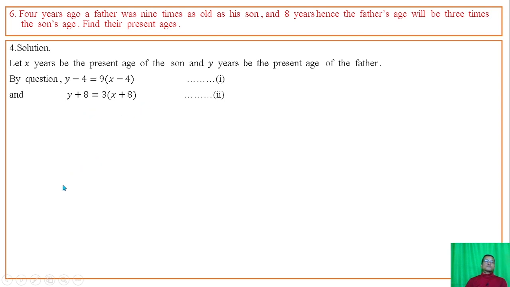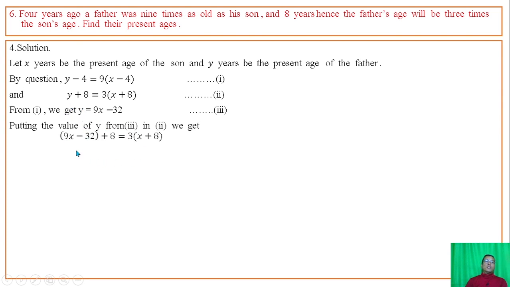Equation 2. From equation 1, we have the value of y: y equal to 9x minus 32, equation 3. Putting the value of y from equation 3 in equation 2, we get 9x minus 32 plus x equal to 3 times of x plus 8. Simplify, we get the value of x as 8.